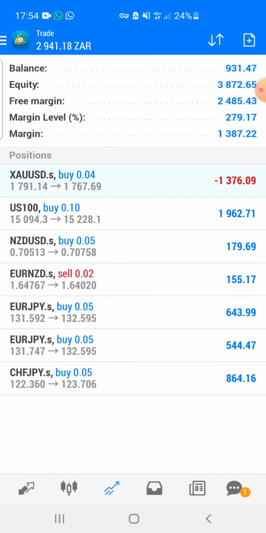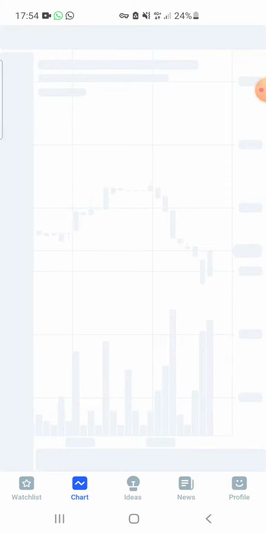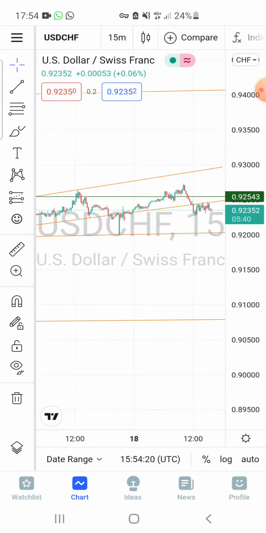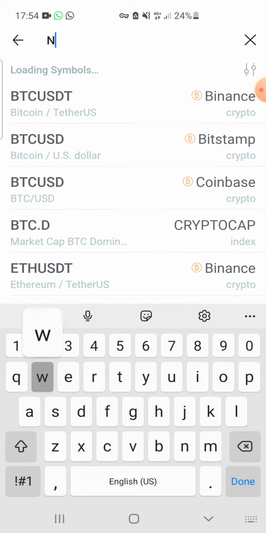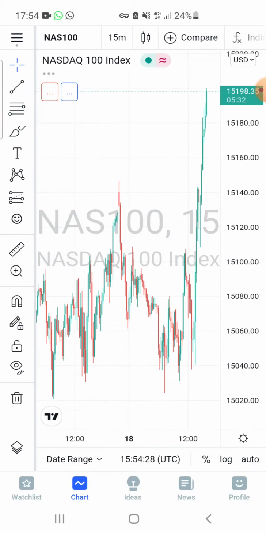I entered them. It's only this one, gold, where I didn't protect my profit. You know that in the Forex market, we don't have a 100% strategy, but we just have a strategy that is consistent in making profits. So let me just go here and I say NAS, this is TradingView. You can get this app at Play Store.